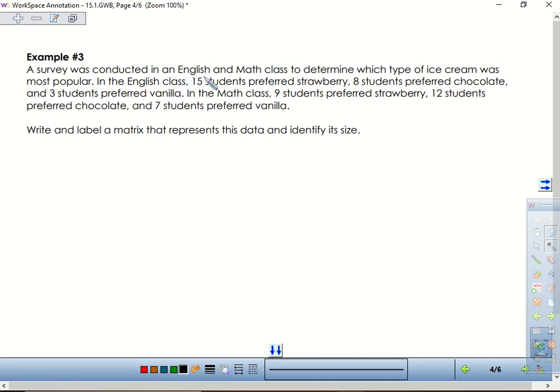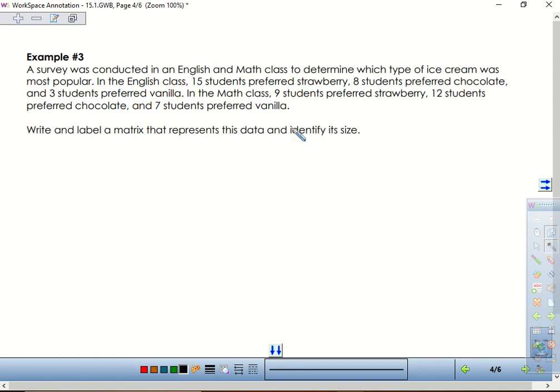A survey was conducted in an English and math class to determine which type of ice cream was most popular. In the English class, 15 students prefer strawberry, 8 students prefer chocolate, and 3 students prefer vanilla. In math, 9 students prefer strawberry, 12 students prefer chocolate, and 7 students prefer vanilla. We're going to write and label a matrix that represents this data. So I want to make sure you know this before we get into it. So we have the categories vanilla, chocolate, strawberry, and then we have English versus math, right? So automatically, I know the matrix is going to be 3 by 2 or 2 by 3, right?